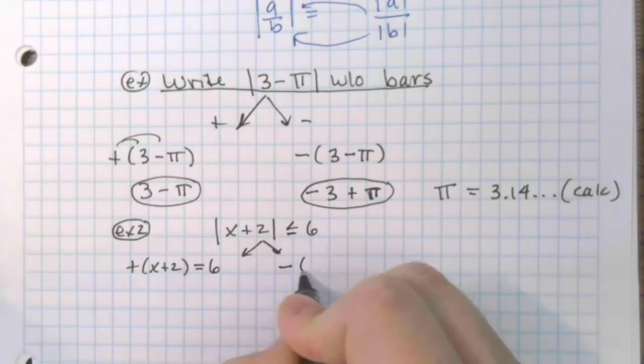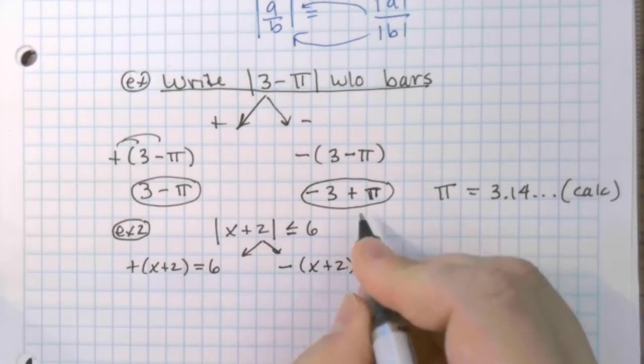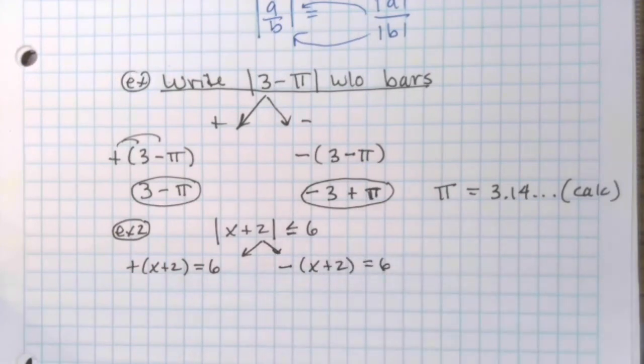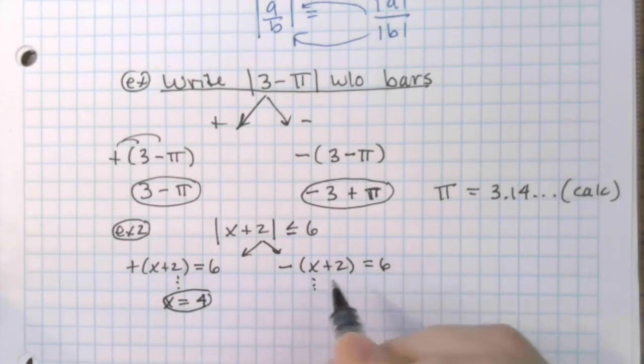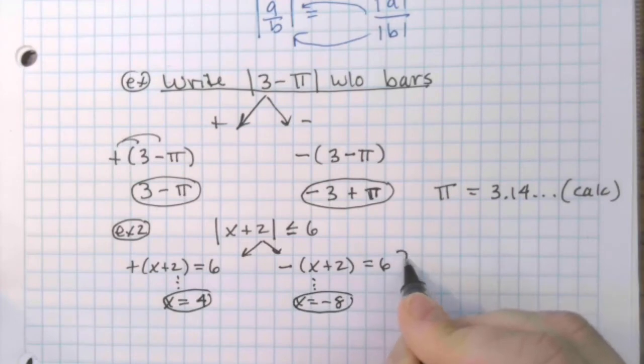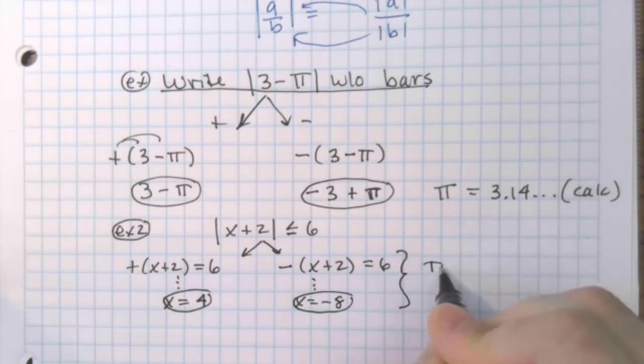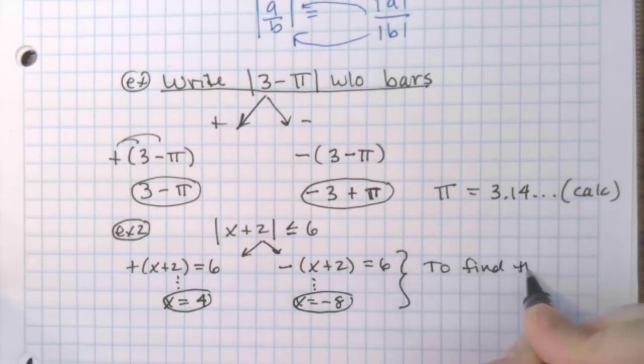So on the right side, a negative quantity, x plus 2, equals 6. And I'm going to skip a couple steps here. We end up with x equals 4 as one boundary, and we end up with x equals -8. So this first part is strictly to find the boundaries.